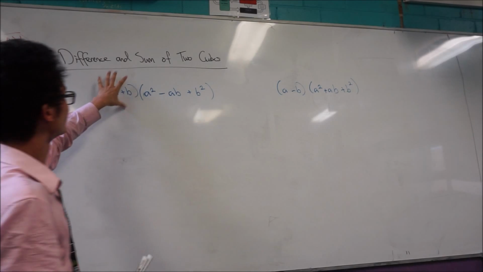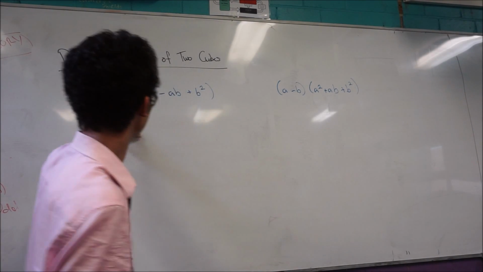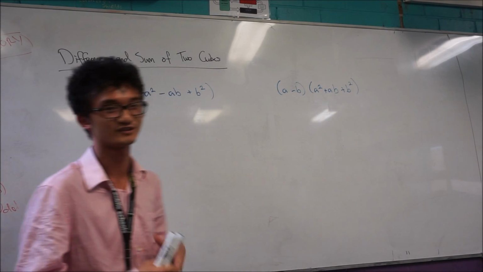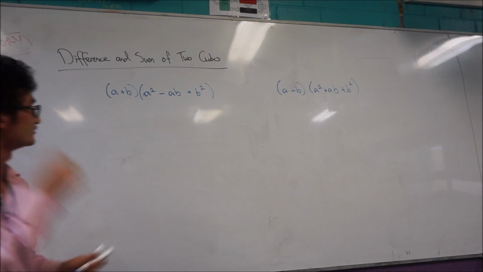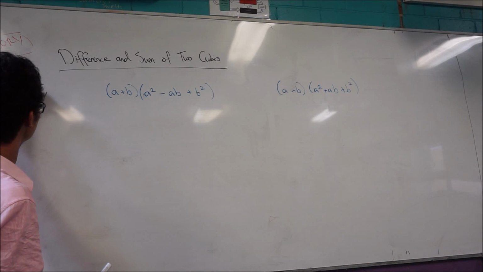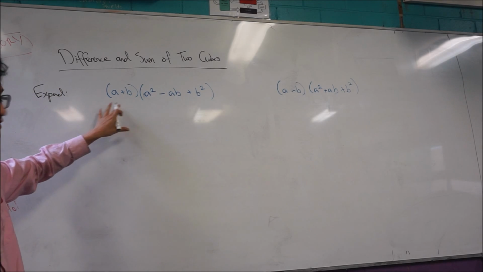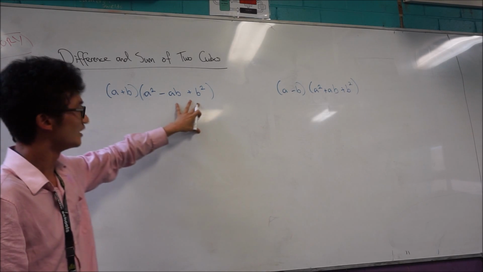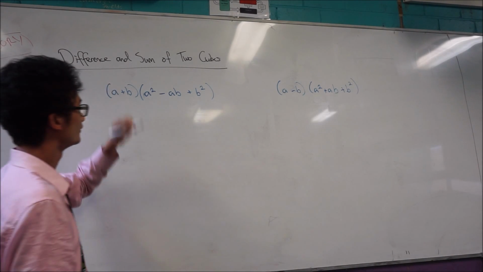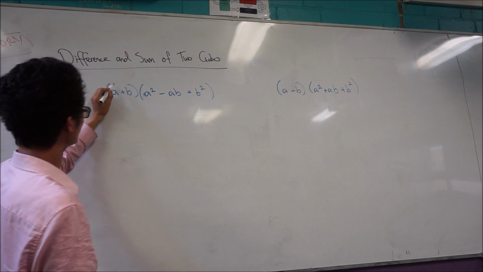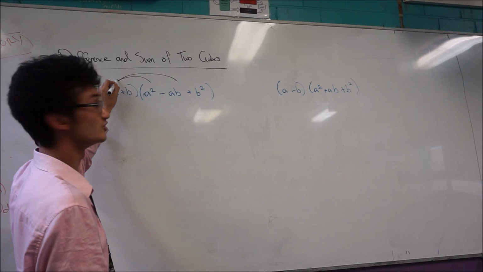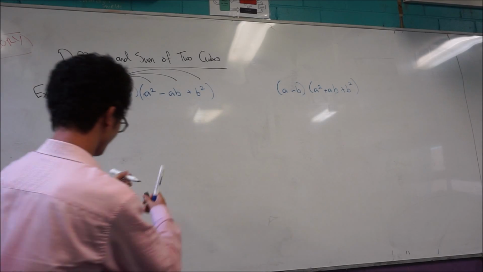And before I talk about the difference and sum of two cubes, I just want you to expand out this expression here and this expression here, because that's going to help us understand what's actually going on. Okay, so I'm just going to do that now. And remember, when I expand an expression, all I'm doing is multiplying everything inside this bracket by everything inside this bracket. Okay, that's what expanding means. An easy way to do that is to multiply this first term by that first term, this first term by that second term, and this term by that third term, and so on. Okay?